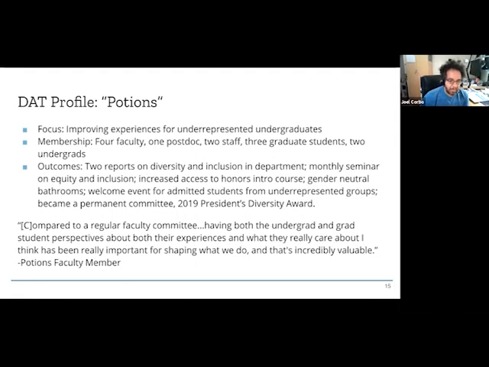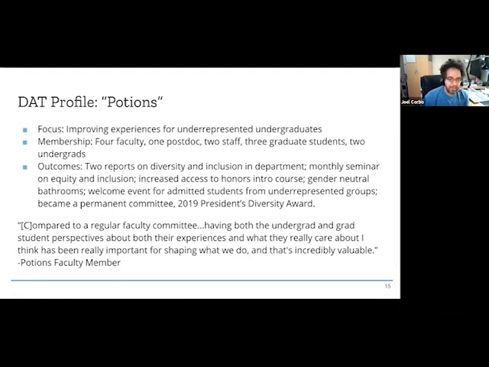really good work. 2 reports on diversity and inclusion in the department, which I think were the first of its kind for that department. They have a monthly seminar series that they're running now on equity and inclusion issues that are pretty well attended. They worked to shift the way that the honors introductory course in that department was run to increase access to a much broader set of students, and actually to reframe it from an honors course into a majors introductory course.